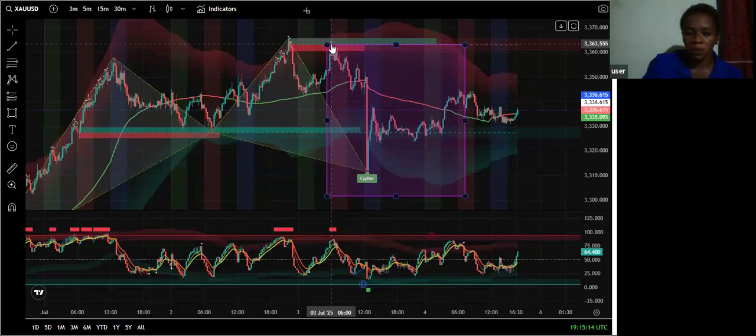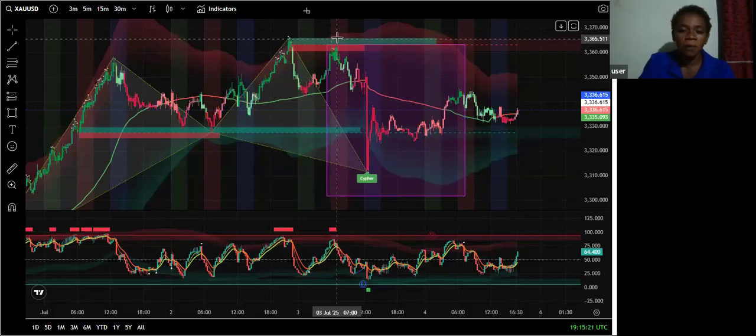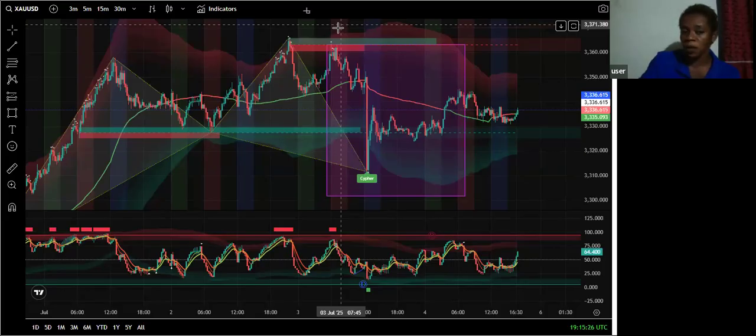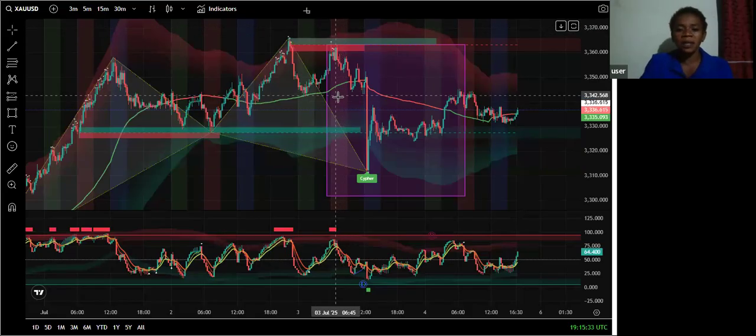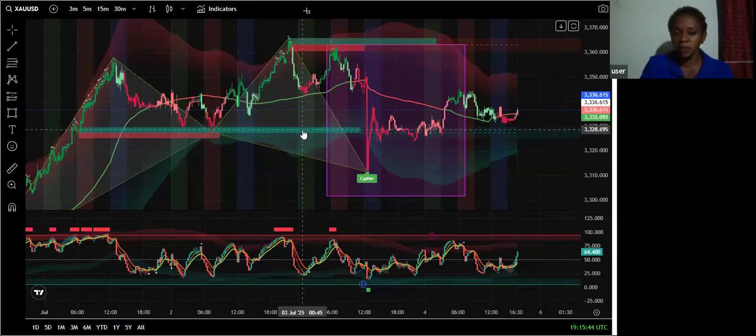I'll place my sell limit. Once I place my sell limit, I'll go for my stop loss. My stop loss should be above this whole zone. Probably I'll give myself like 20 pips, 15 pips, depending on your account size. Do you understand? So now, when you must have placed your stop loss, the next is your TP. It's either you go for the recent low of the market, or you look out for the lower zone provided for you and use it as your take profit.